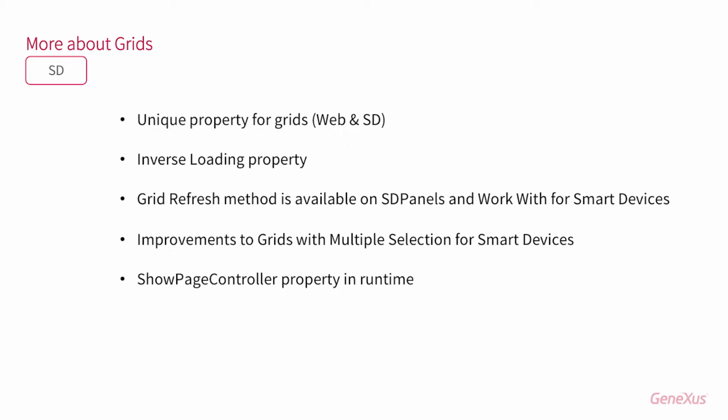The unique property for grids for web and smart devices was added, so also the inverse loading property. It could be a chat application and the messages are loaded inversely. The refresh method for the web and devices, improvements with regard to multiple selection in the smart devices, and then a change in the runtime of the property.